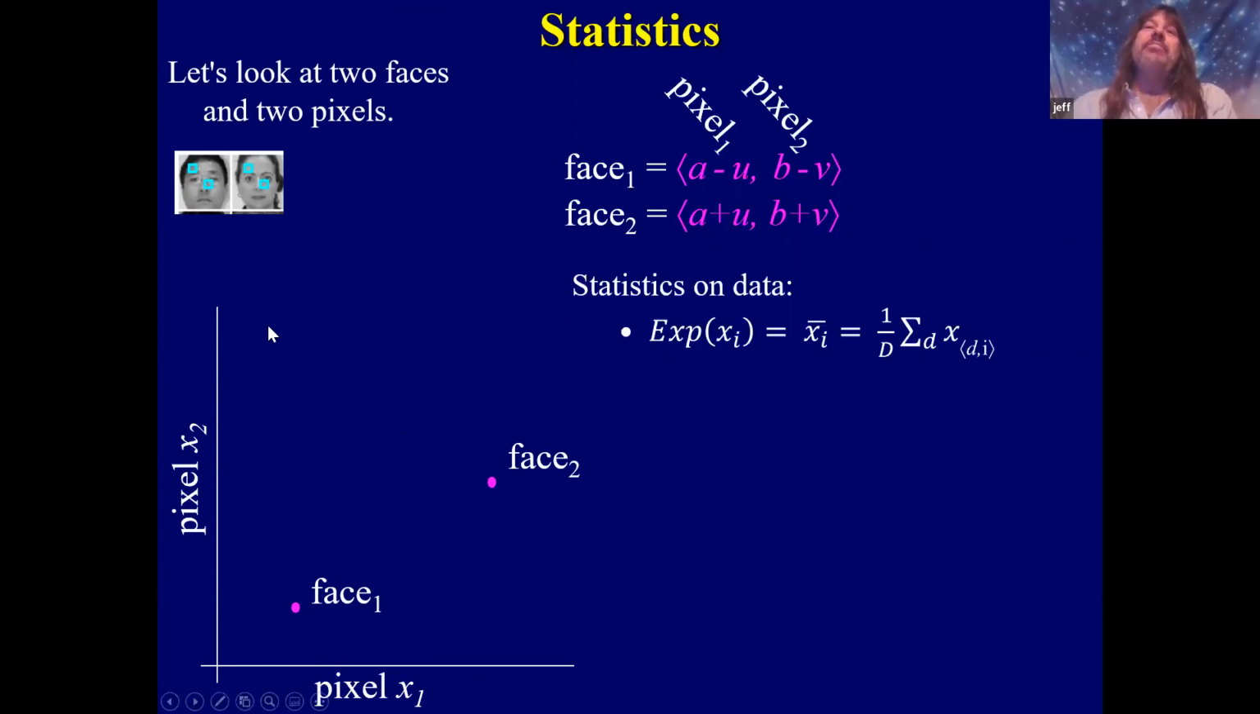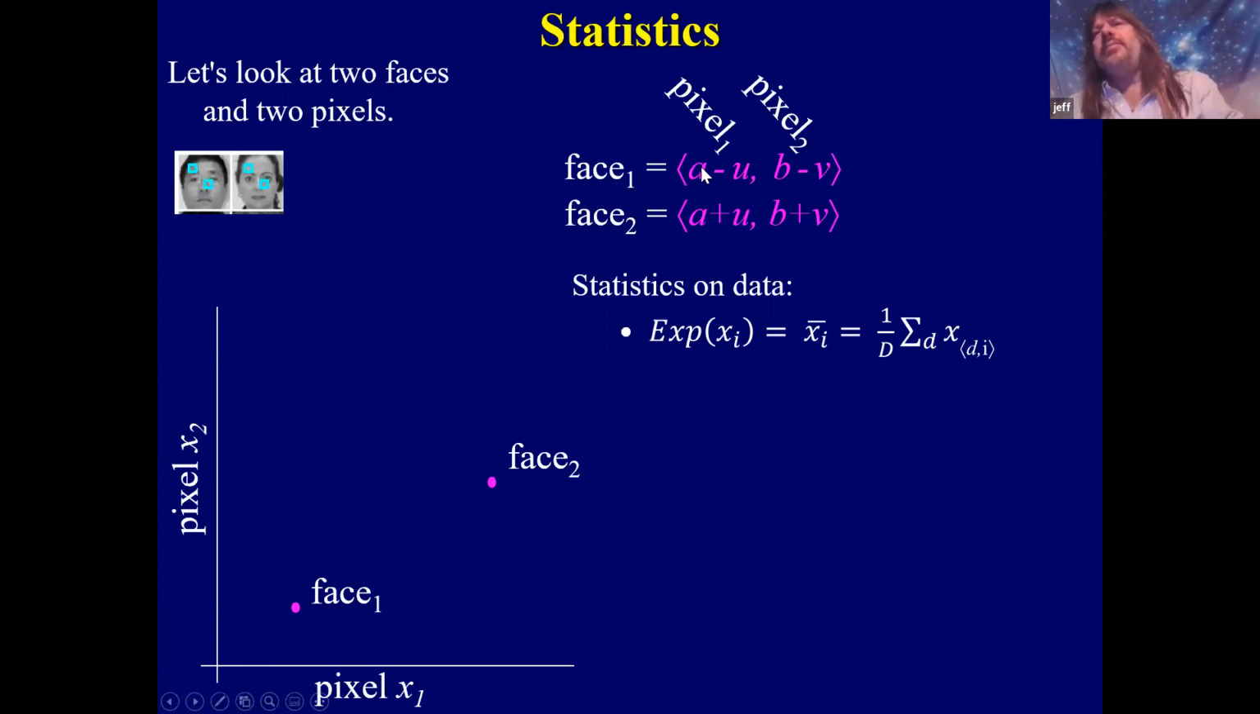So it's confusing to have lots and lots of faces. So let's look at the situation where I have two faces, two points, and only two dimensions. I have pixel 1 and pixel 2, and we're going to try to understand our various equations.